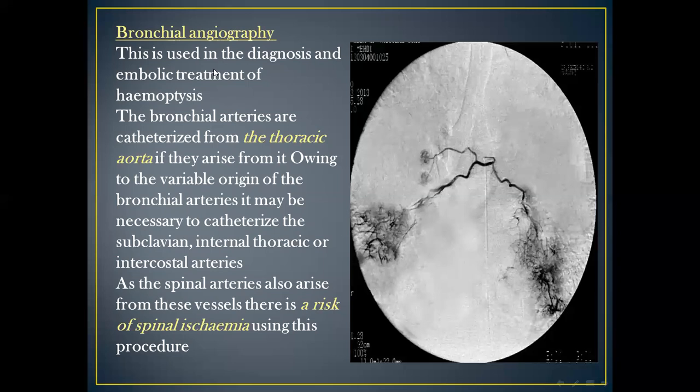Bronchial angiogram is useful in the diagnosis and the treatment of hemoptysis. Here, the bronchial arteries are catheterized from the thoracic aorta. Due to variable origin, it may be necessary to catheterize other branches such as subclavian, internal thoracic, or intercostal arteries. This procedure carries risk of spinal ischemia because spinal arteries also arise from these vessels. This is the bronchial angio, showing the right and left bronchial vessels.